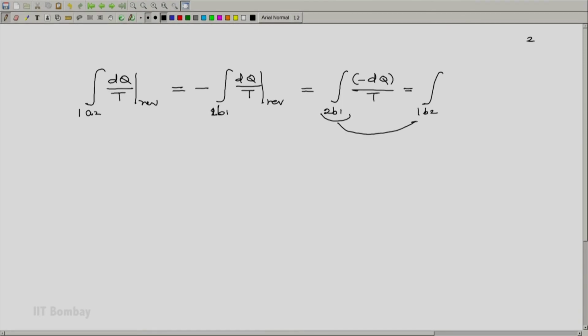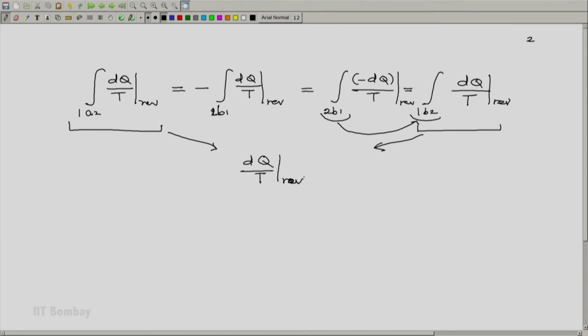Notice that the path has been reversed, it is being traversed in the other direction, and hence this minus dq will become dq by T. Now compare the leftmost expression and the rightmost expression. Of course, everything here is reversible, I should never forget that. When you compare these two, you will come to the conclusion that the integral of dq by T reversible from 1 to 2 is independent of the path.